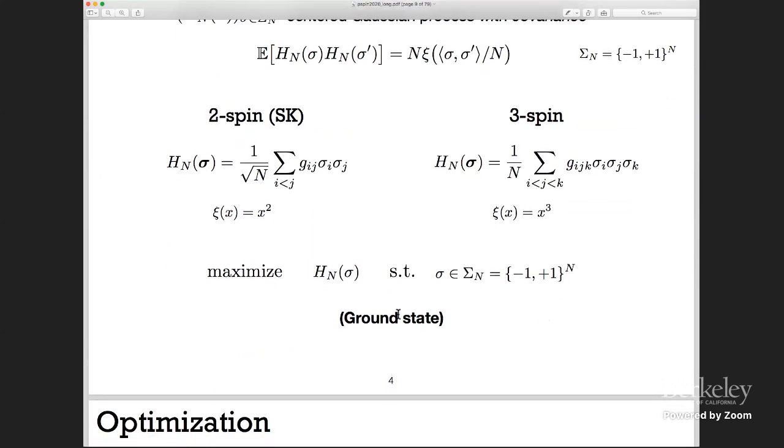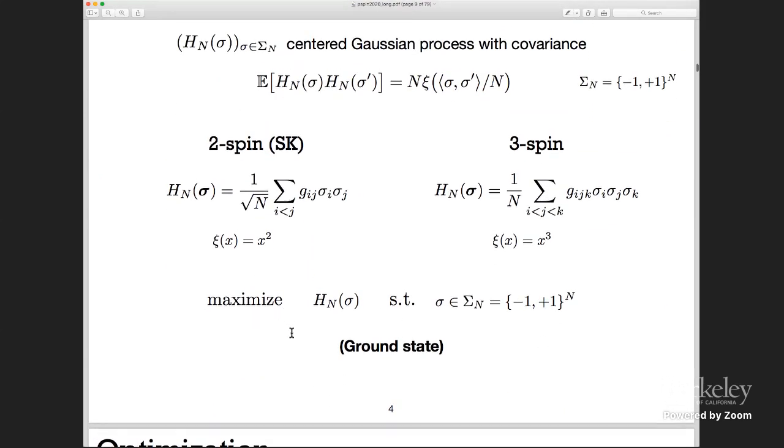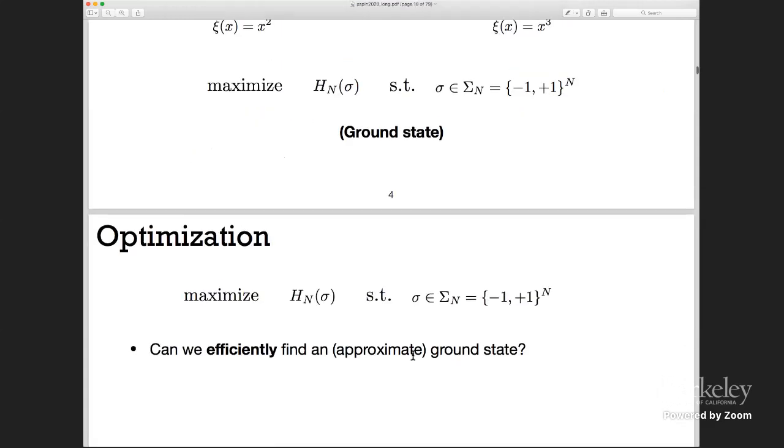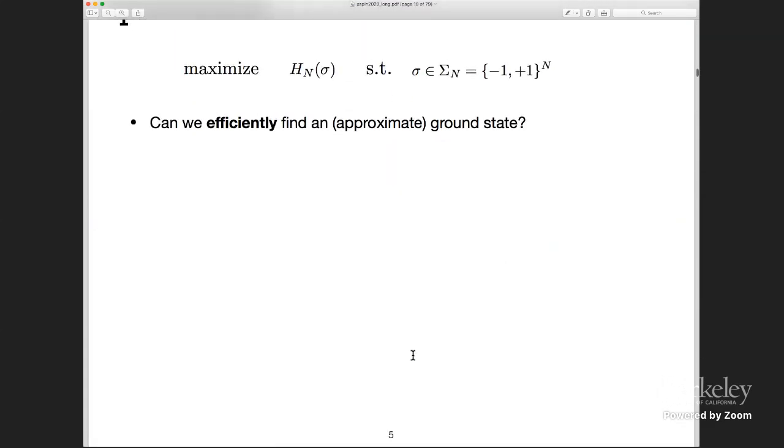Now, the question here would be to maximize this random function over the hypercube. This is called the ground state, as a jargon. So how can we efficiently find an approximate ground state?